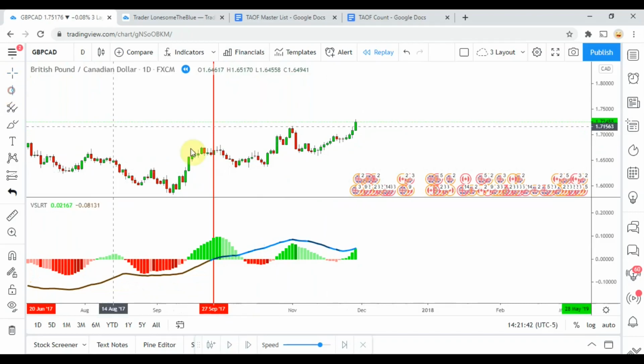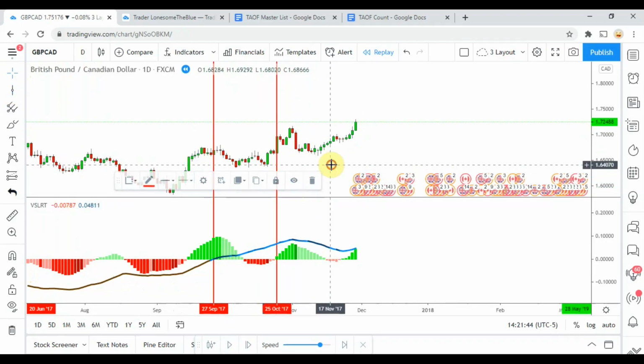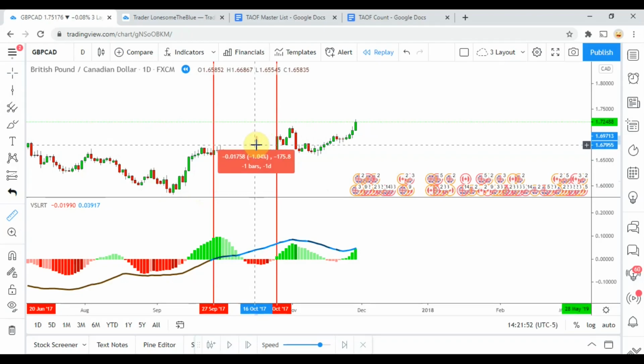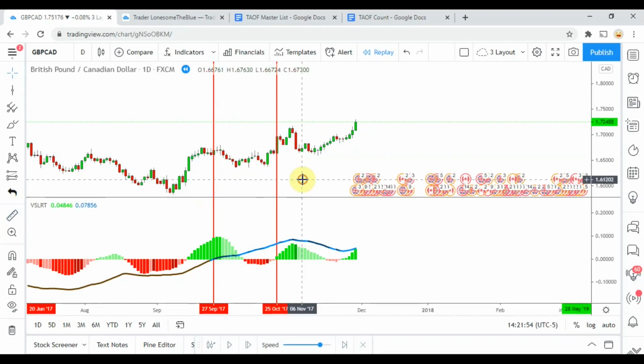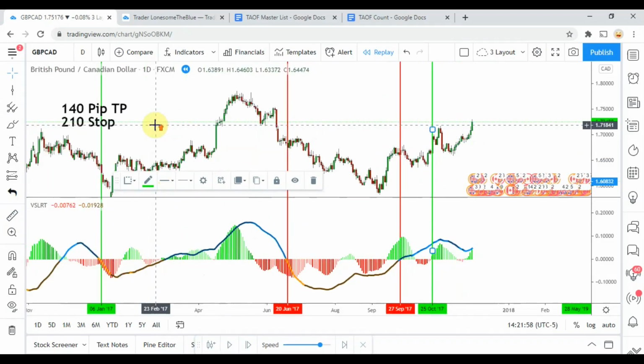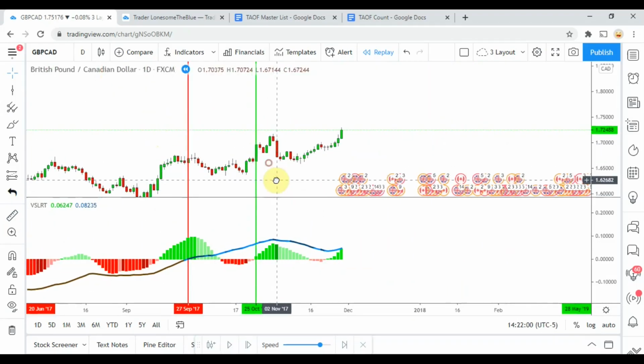We pick up another long signal right here on this one. Looks like this one gets us to take profit, maybe. Yep, we didn't get stopped out, and it did go up and get us to take profit. Yeah, 140. Yep. All right, very good.